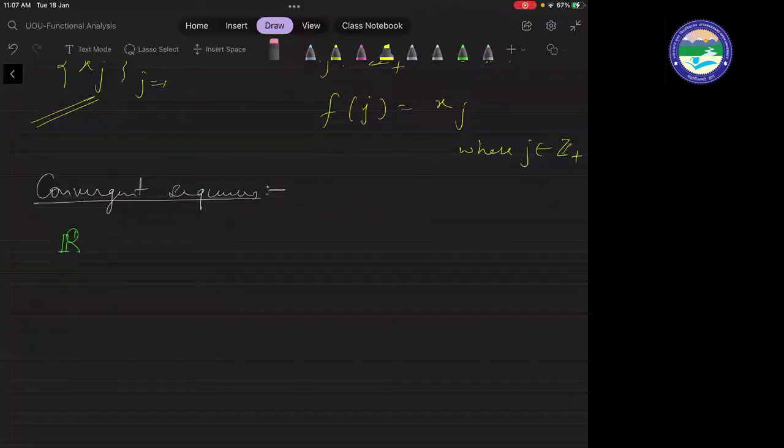I think the limit of it should come finite. Okay, you are saying that limit should be finite. Then what is the limit? What is limit of sequence? Okay, so here is an example. Suppose I have a sequence xj given by 1 by j, j runs from 1 to infinity. So what would be its limit?